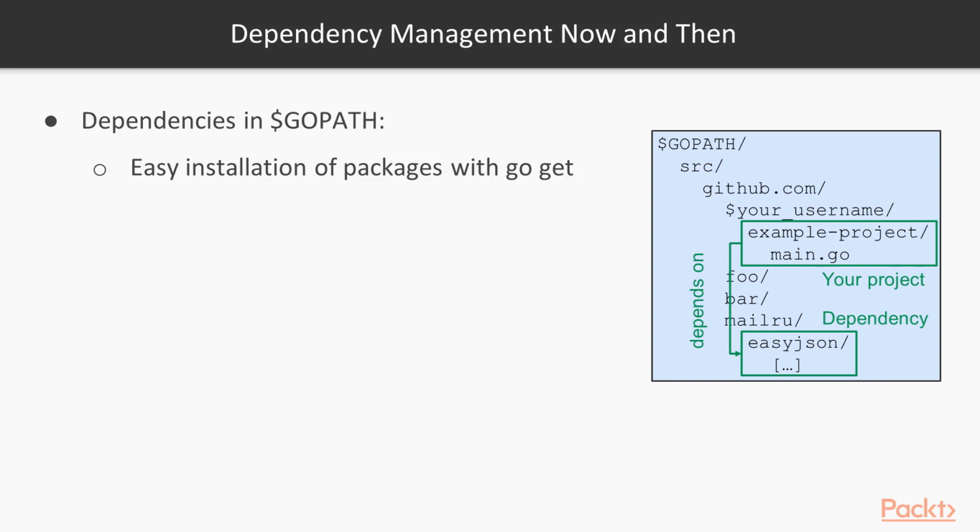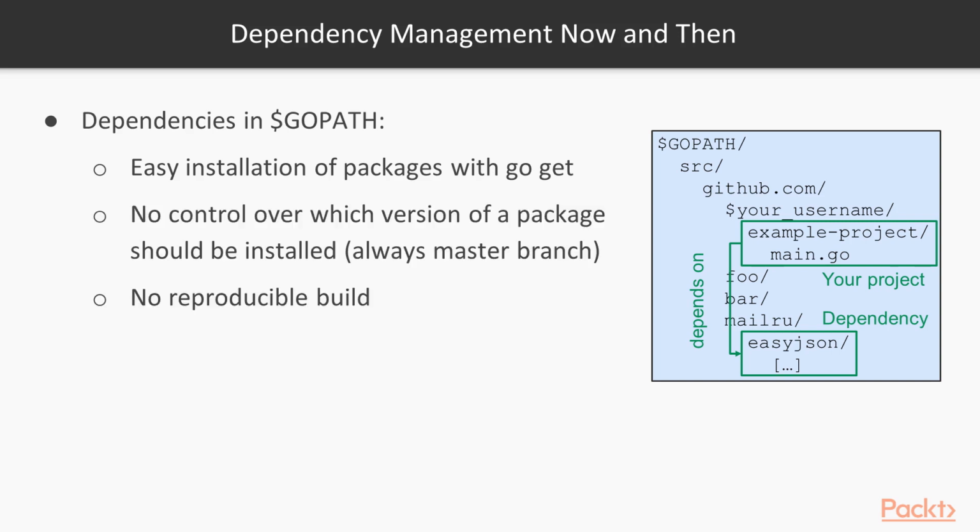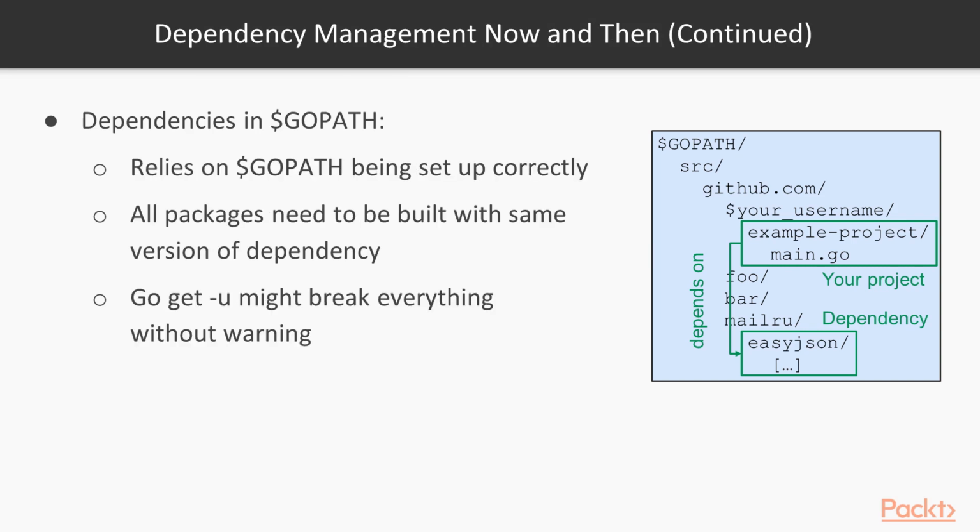You install packages in your Go path using the go-get command. However, you typically have no control over which version of a package is going to be installed. Typically, go-get will always install the master branch of a dependency. Because of that, you cannot have a reproducible build, since each time you run go-get for a given package, a different, newer version might be installed than the last time. Also, you can only have one version of a package installed on your machine at the same time.